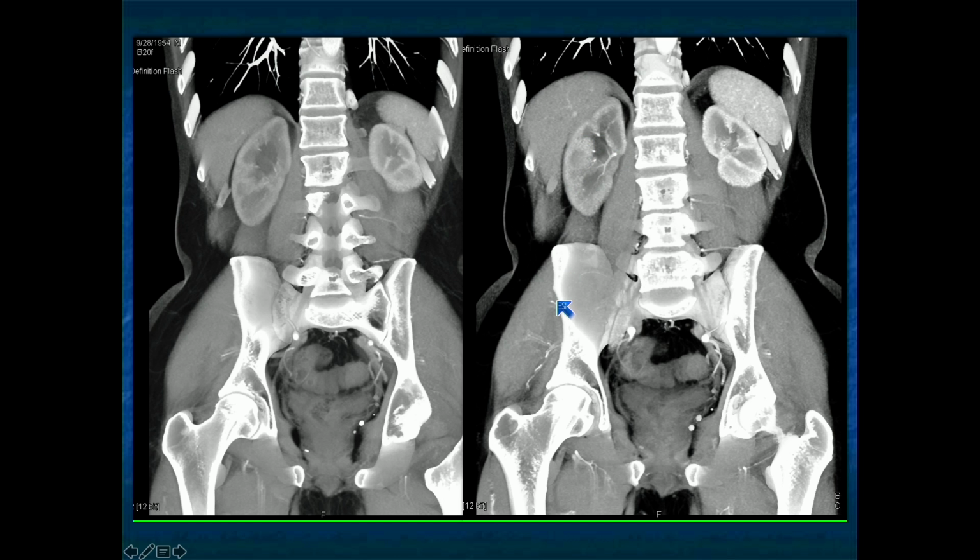Could this be just infection? Is it something related to the renal arteries? But with the dilated pelvis, you know you're dealing with obstruction. So now, what's the reason for obstruction?